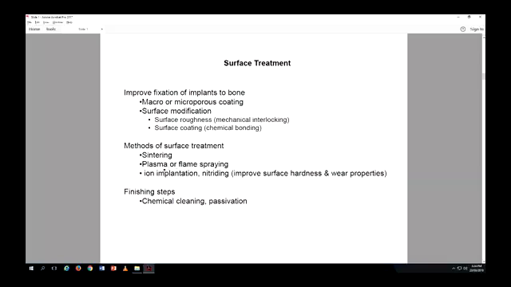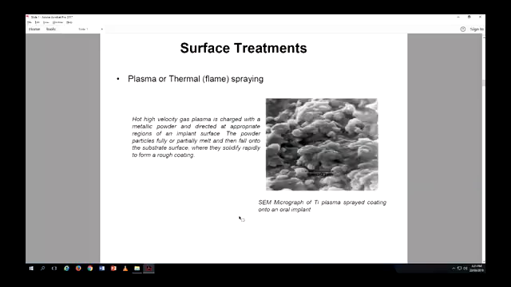Some of the methods are sintering. Sintering is basically to heat, not to make the metal liquid, but to an intermediate temperature, so it softens it and then fills up all the holes on the surface. That's a way of surface treatment, or plasma flame spray, which is called flame spraying. Some of the finishing steps obviously are cleaning, chemical cleaning and passivation, so that the surface doesn't react with parts that you don't want it to.